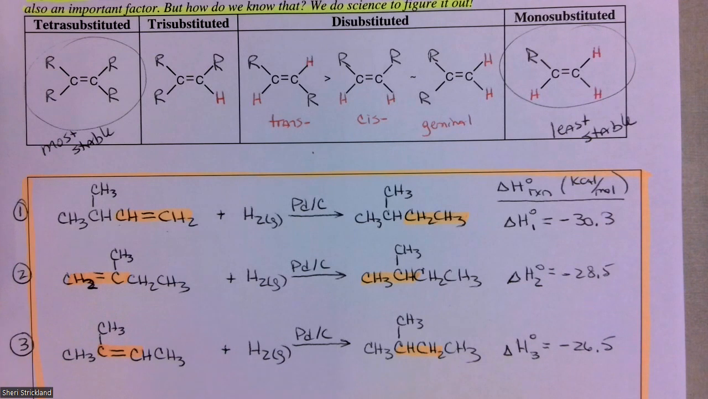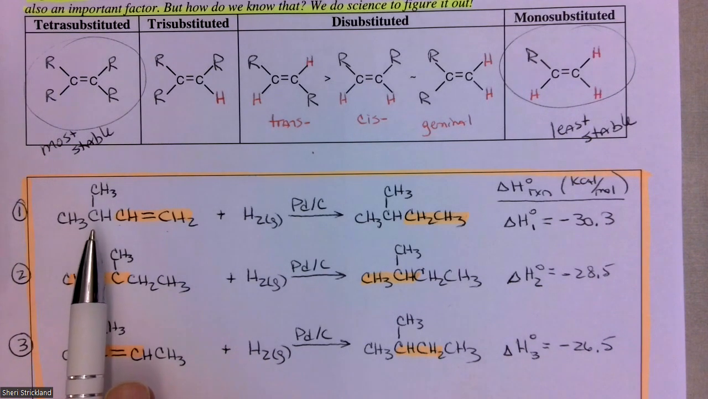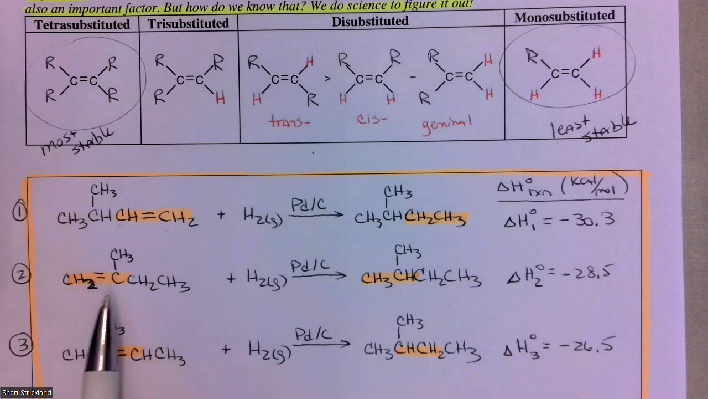All right, so I want you to pause the video, write the names of each of these three alkenes, and then classify them as monosubstituted, disubstituted, trisubstituted, or tetrasubstituted. All right, so pause the video and do those two things, and then come on back.